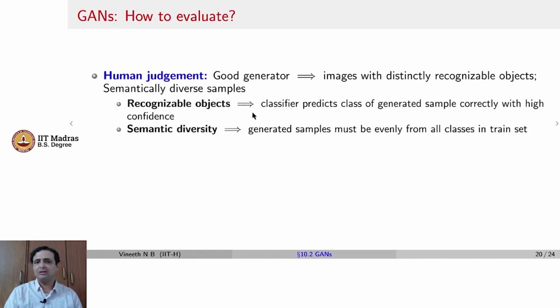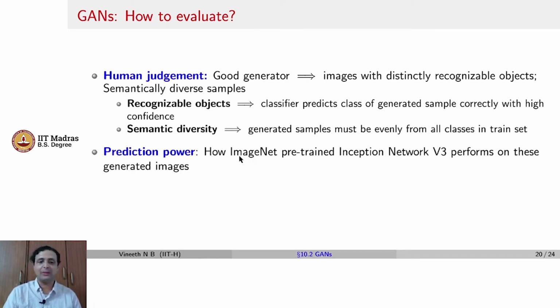Recognizable objects would mean that an independent classifier would take these generated images and be able to predict the class with high confidence. Semantic diversity would mean that the generator or the GAN generates samples of various different classes in the training set, ideally all classes in the training set. That's one way of evaluating GANs. Another way is to take an ImageNet pre-trained Inception network V3 and see how it performs on the generated images to understand the quality of generated images. If it performs well, perhaps the images are fairly representative of a dataset such as ImageNet.